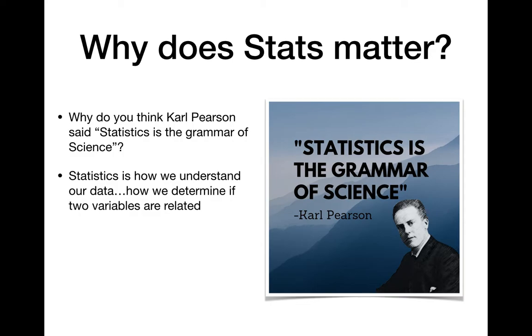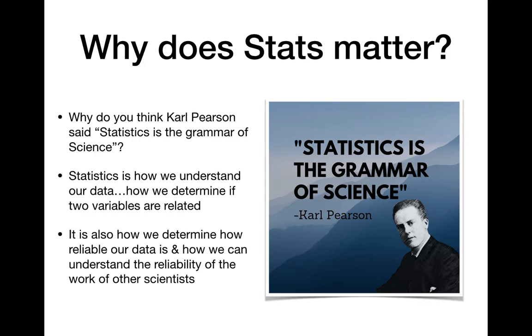So it's how we understand our data. It's how we determine if two variables are related, or even more than two variables, depending what kind of experiment you're looking at. It's also how we determine how reliable our data is. So is our data really measuring what we think it's measuring? Is it measuring that consistently? That kind of thing. We talked about reliability and validity already, and we can understand that even better with statistics.